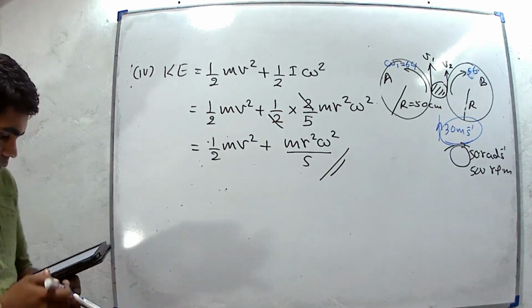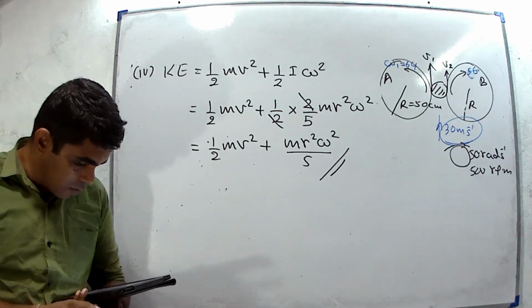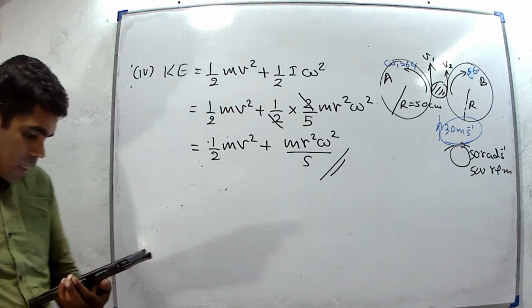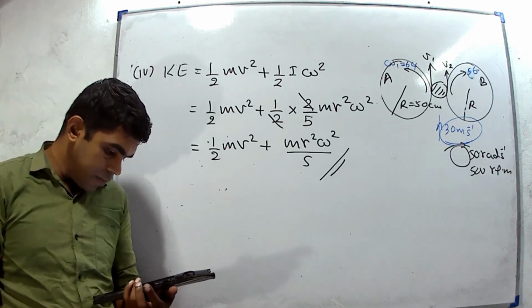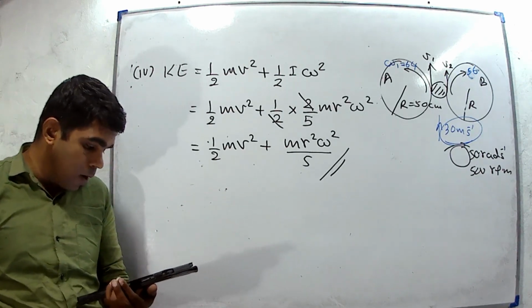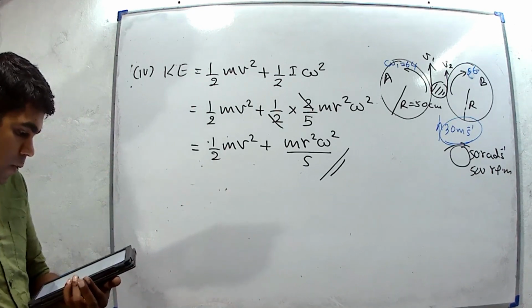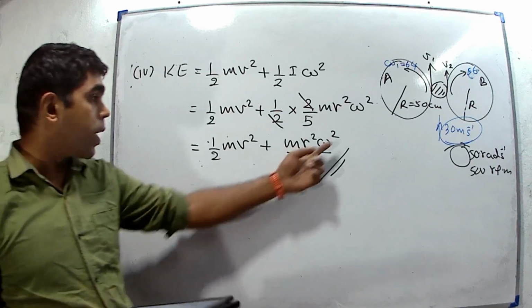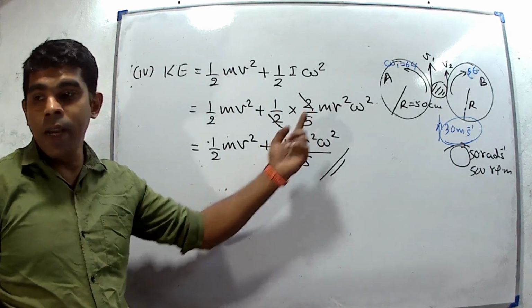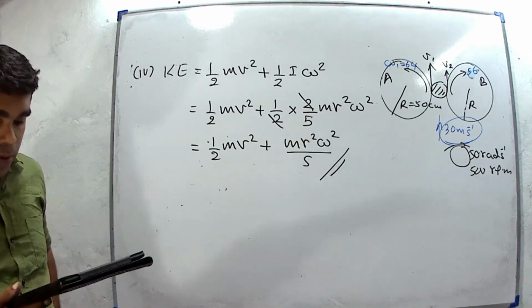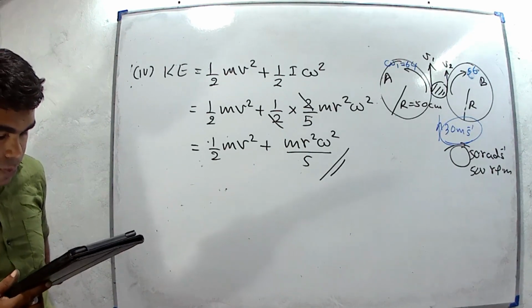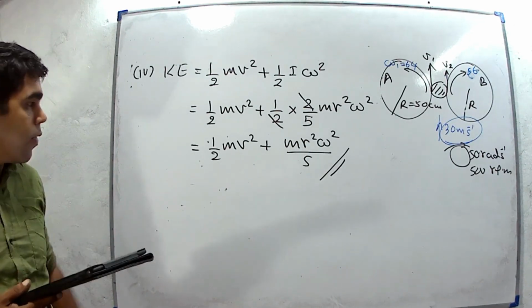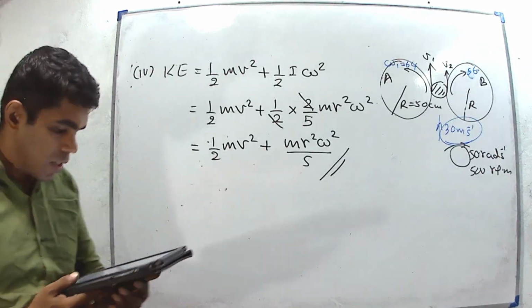It is the equation. They have asked for the kinetic energy of the ball in terms of m, r, v and omega. If they had not given omega, we would have to substitute omega using v equals r omega. Now they have given omega in the question, therefore we can write this one as the answer.